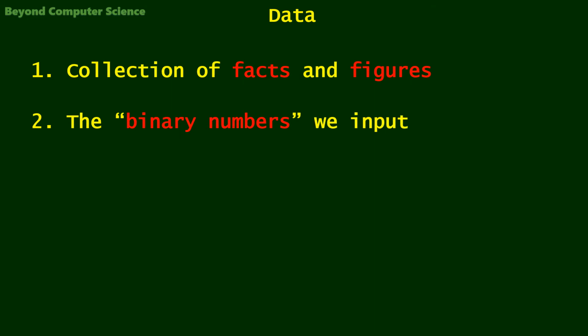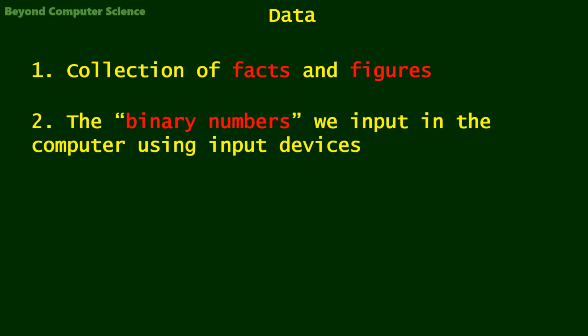The second definition is the binary numbers we input in the computer using an input device. Whatever we enter using input devices, whether it is a keyboard, a mouse, a microphone, a scanner or any other input device, is converted into binary numbers, into a binary pattern, when it enters the computer. So that is also called data that we input.